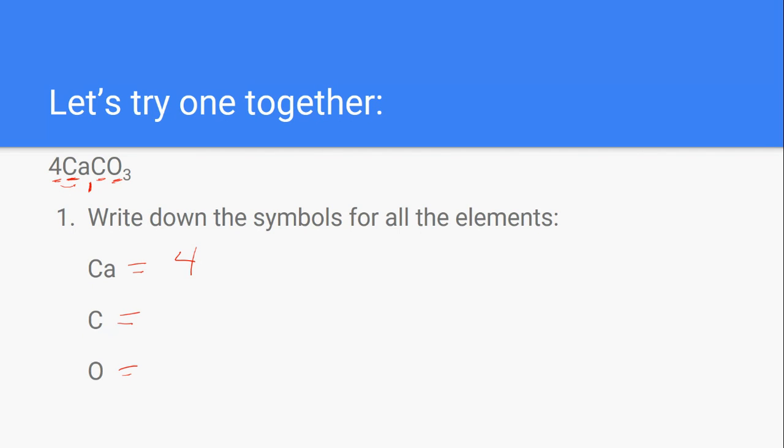Then I'm going to apply the 4, and I'm going to multiply it times the 1 that I know exists with the carbon. So that's another 4. And then look, there's a subscript here with the oxygen, and the value is 3. If I apply the 4 times that 3, I'm going to end up with 12. So that's how you figure out how many atoms you have in your chemical formula.